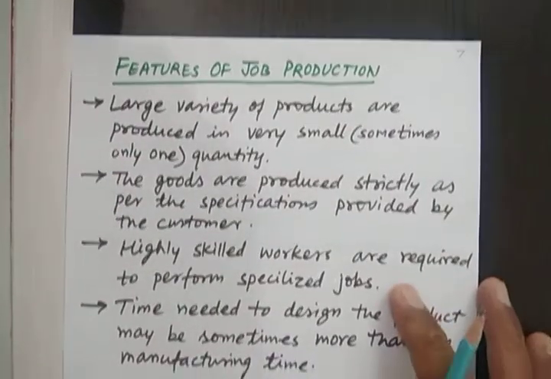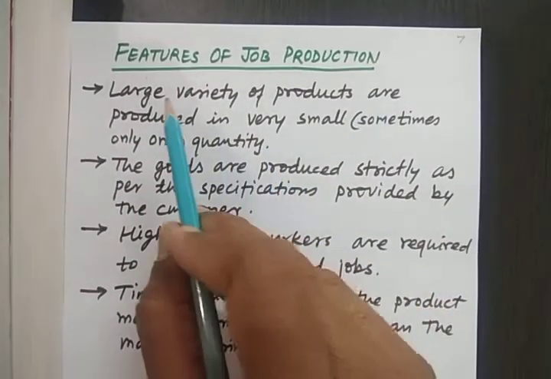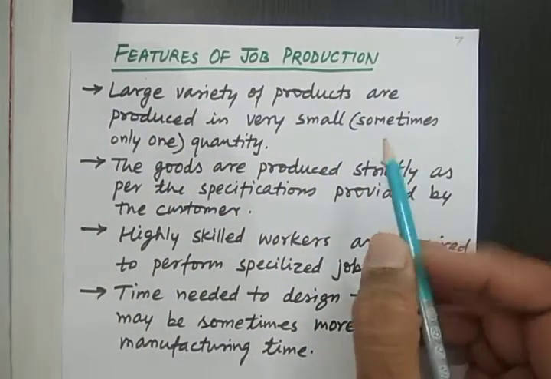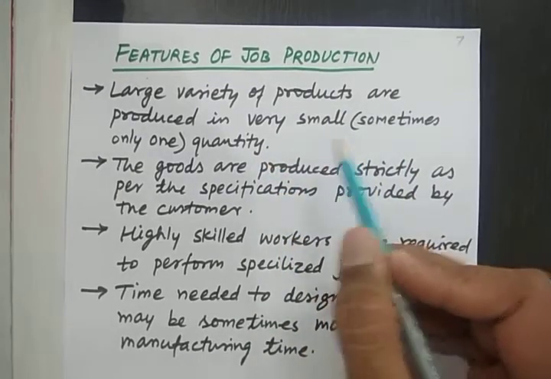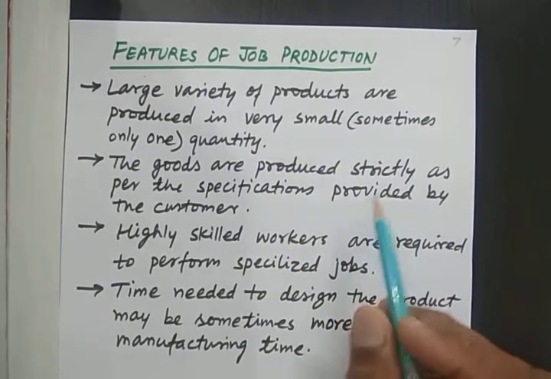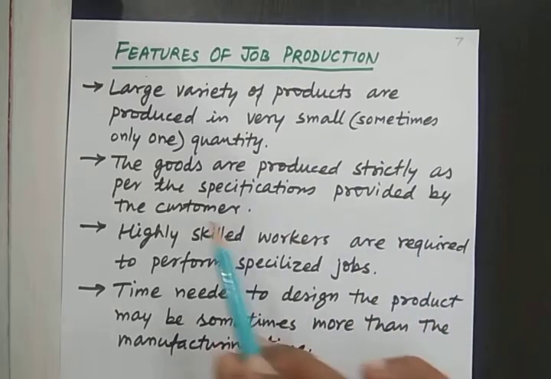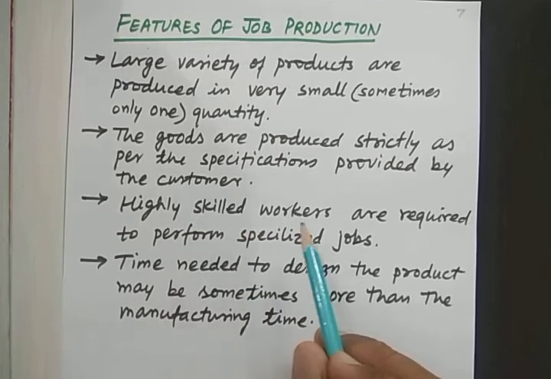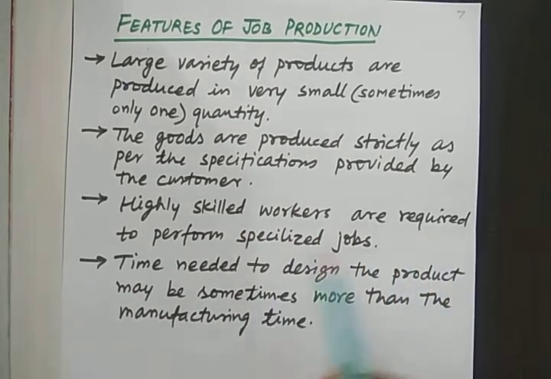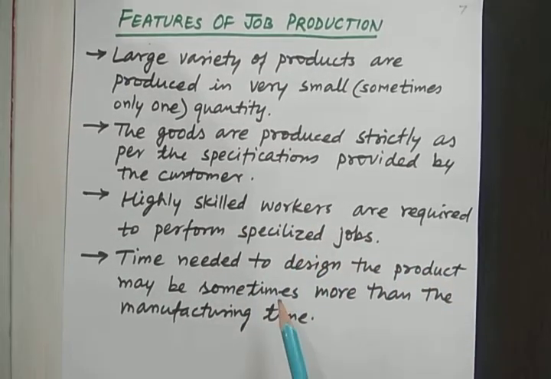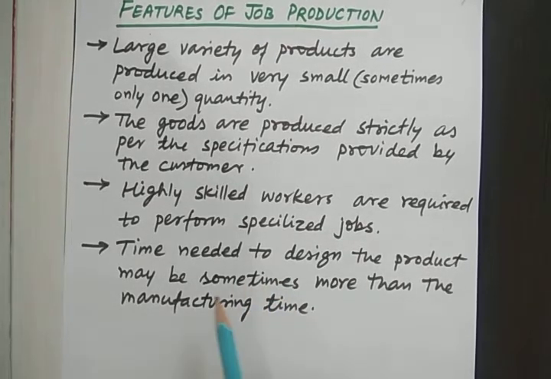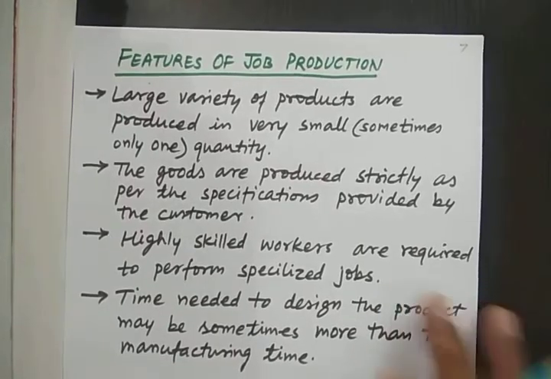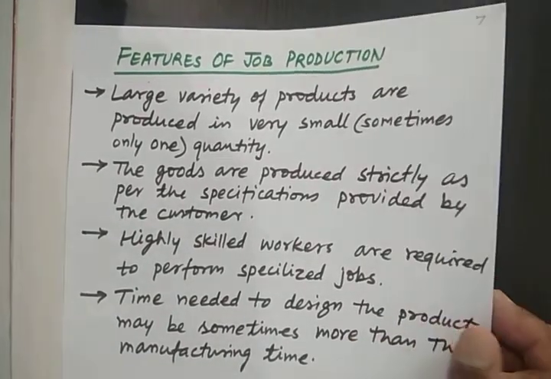The features of job production system are: a large variety of products are produced in very small quantity, sometimes only one. The goods are produced strictly as per the specifications provided by the customer. In the job production system, highly skilled workers are required to perform specialized jobs. And the time needed to design the product may sometimes be more than the manufacturing time. So these are some typical features of job production system.